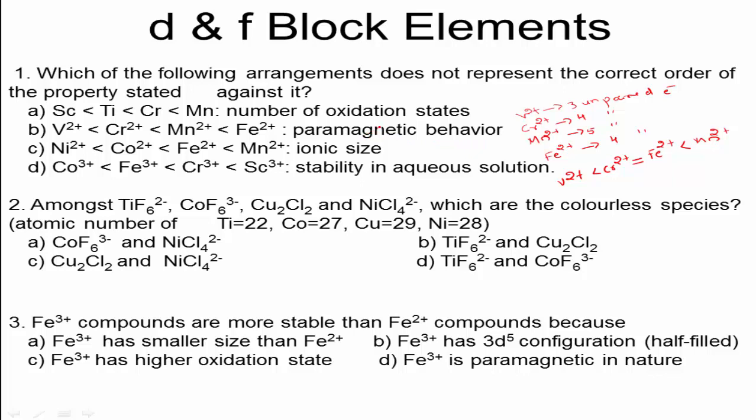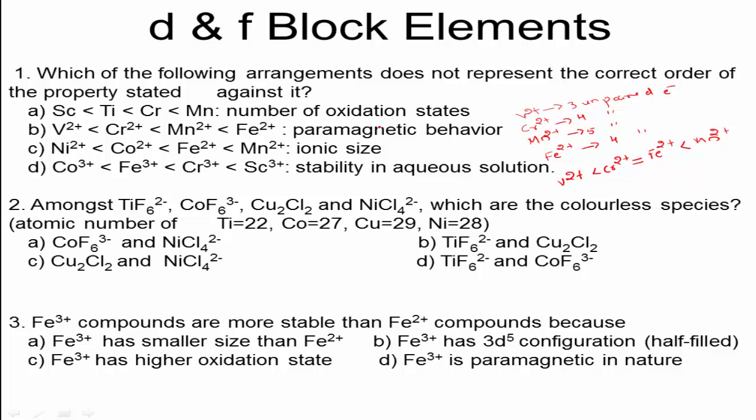Next, when you come to option C, ionic size decreases from left to right in the same period. Depending on that property, means ionic size, this is also the correct order. Nickel means Ni2 plus is less than Co2 plus, less than Fe2 plus, less than Mn2 plus.